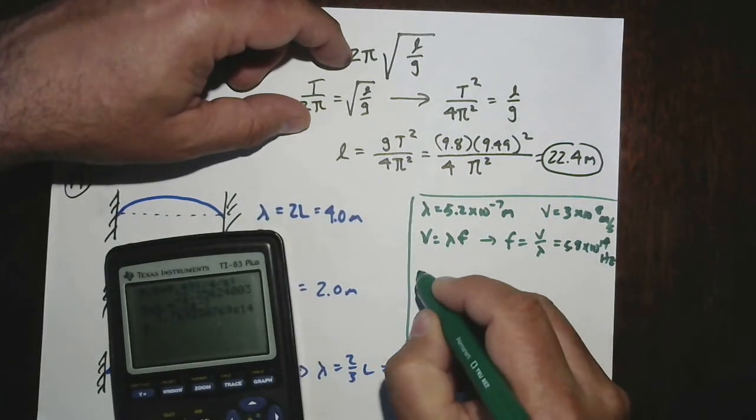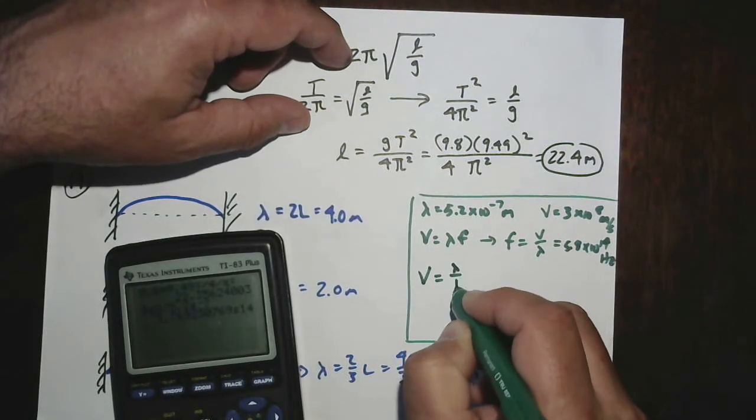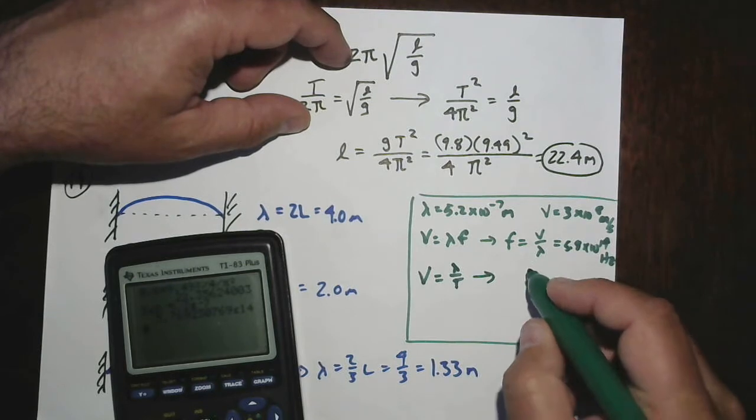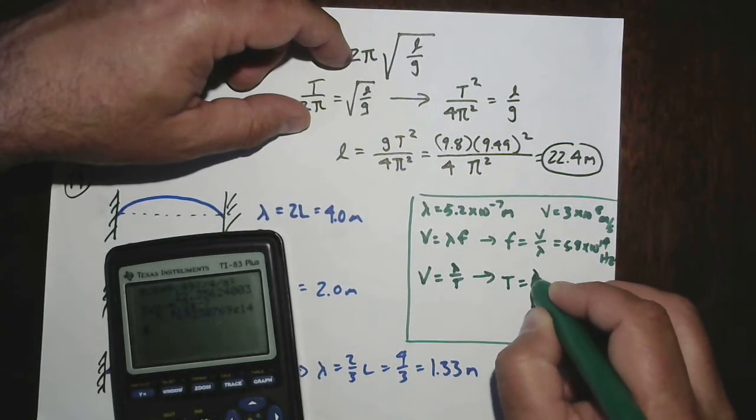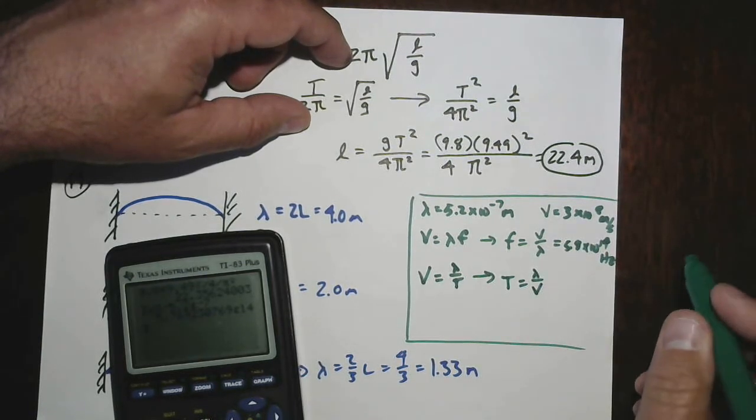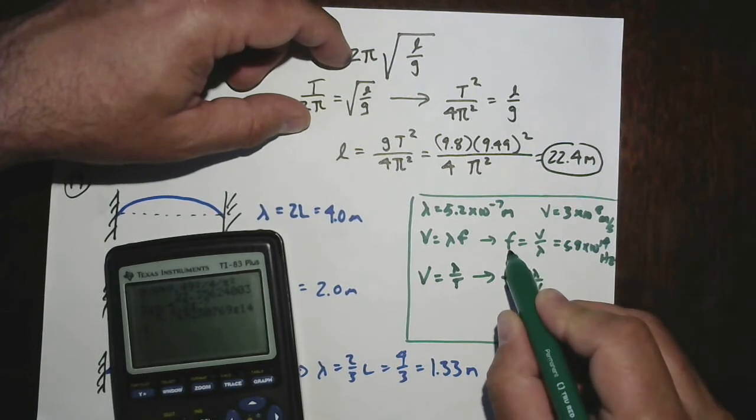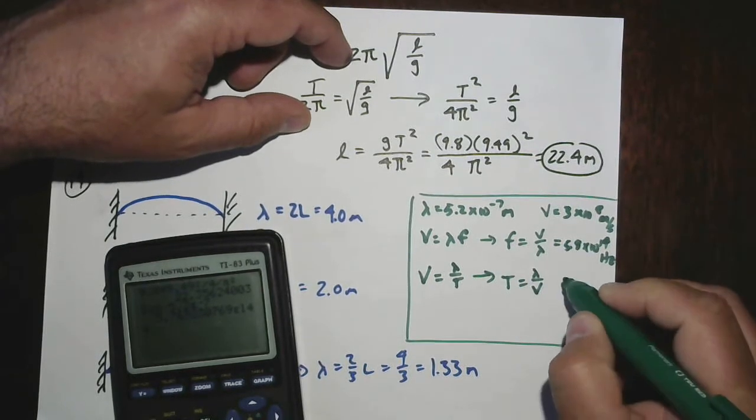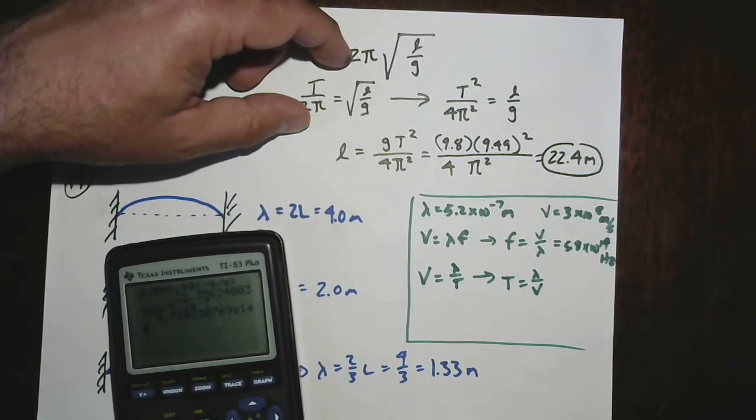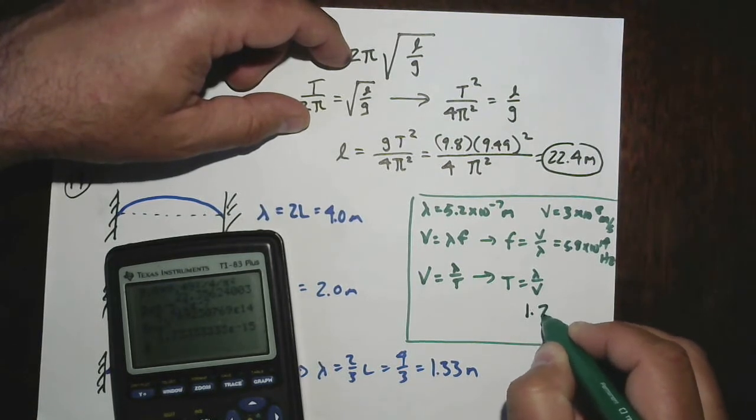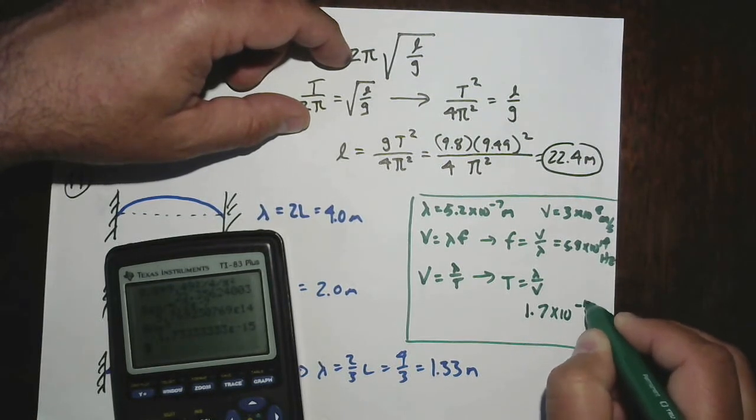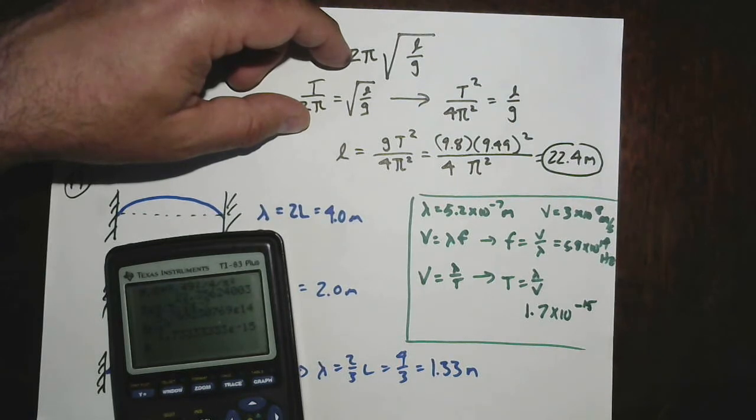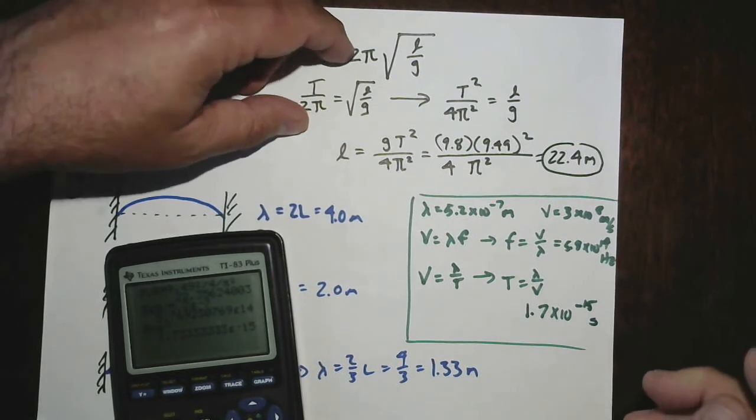Now, if you want to use the wave equation in its other incarnation to find the period, then that means the period is going to be lambda over V. Hey, look, frequency and period are inverses of each other. So then we can just take an inverse of this answer, and we get 1.7 times 10 to the minus 15. Now, what is the period? Period is in seconds. So those are the answers for that one.